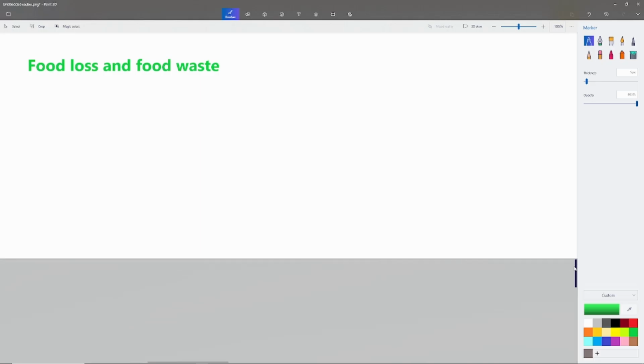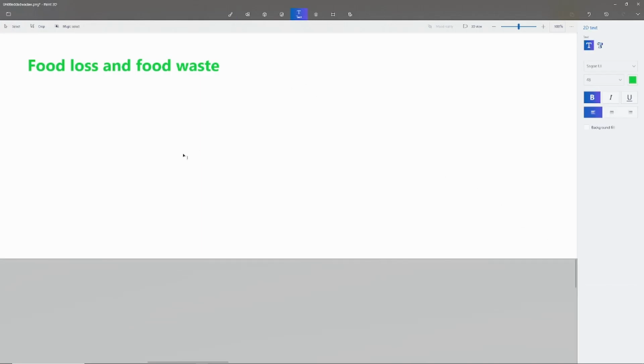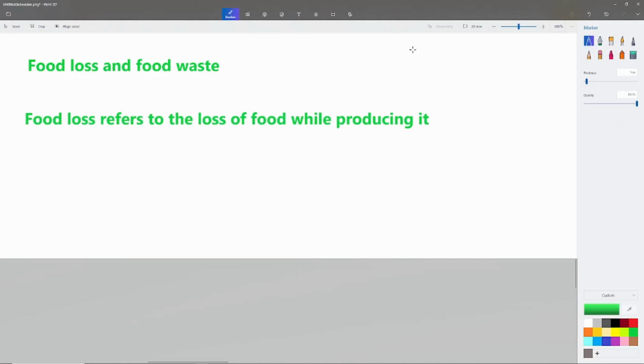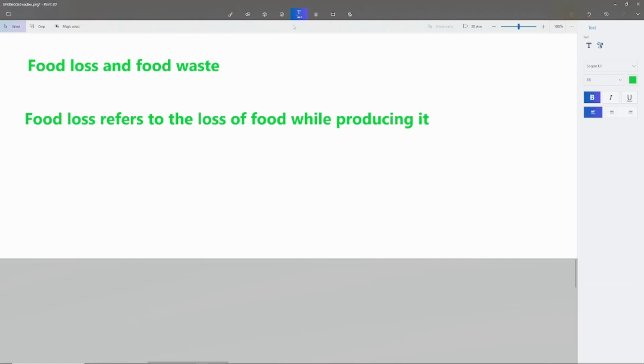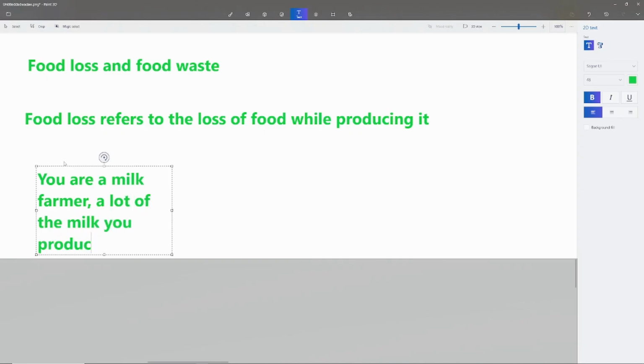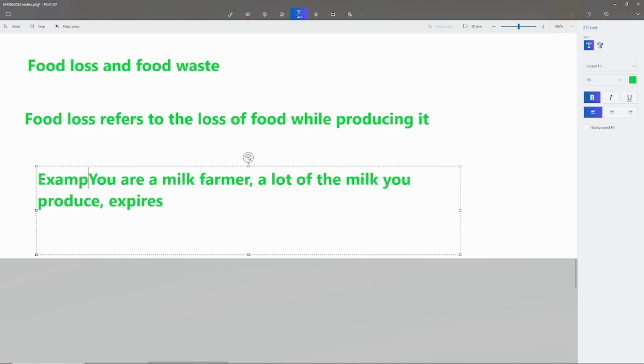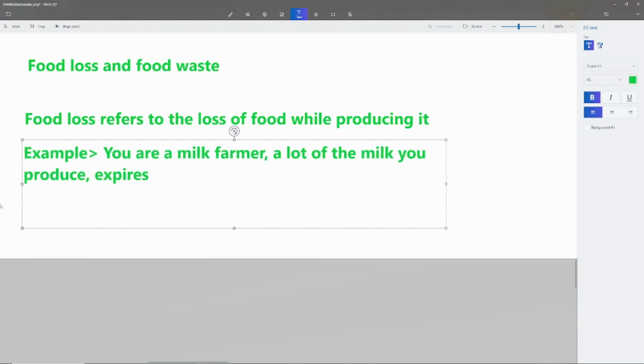So let's talk about food loss and food waste as well. Food loss actually refers to the loss of food while producing it. I think it is very clear what it is, but an example could be, let's say that you are a milk farmer, and a lot of the milk you produce expires. That's one very great example of food loss, meaning that although you produce the food, it still expires.